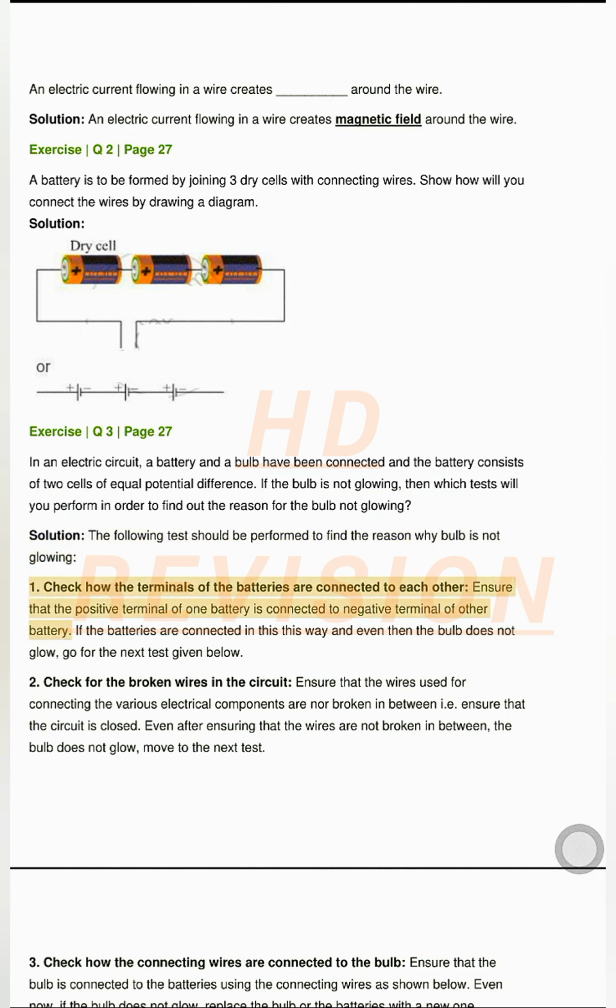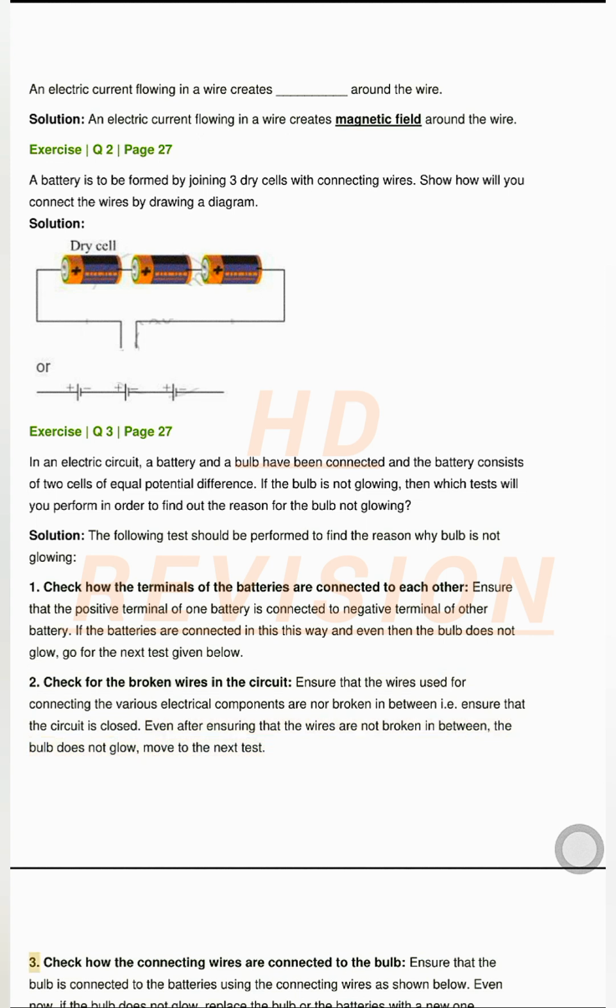1. Check how the terminals of the batteries are connected to each other. Ensure that the positive terminal of one battery is connected to the negative terminal of the other battery. If the batteries are connected in this way and even then the bulb does not glow, go for the next test given below. 2. Check for the broken wires in the circuit. Ensure that the wires used for connecting the various electrical components are not broken in between, i.e. ensure that the circuit is closed.